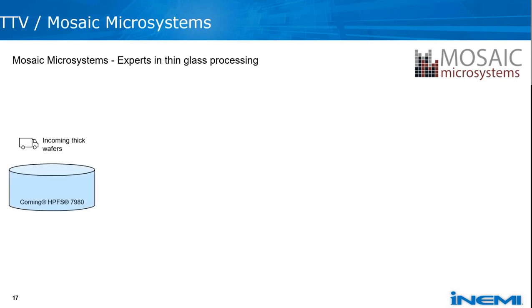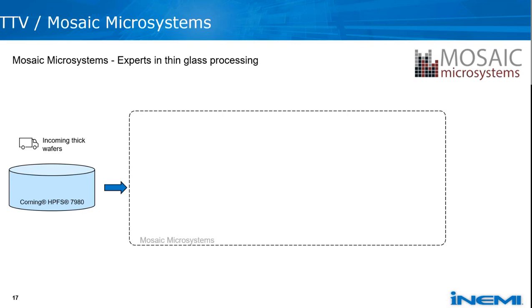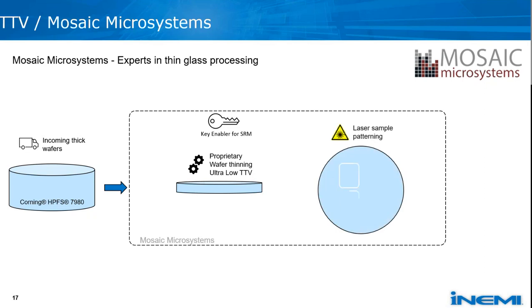And so they were able to come up with a process where they would take the incoming thick wafers from Corning, bring them in-house to Mosaic, and then they have a proprietary wafer thinning process that allows them to thin these wafers down to the dimensions that we need while maintaining this ultra-low total thickness variation. And so this is really a key enabler for this material to be able to be used as an SRM. They also have processing capability that would allow them to laser cut the final wafers and provide these as coupons into the system for us to use as the SRM blanks.